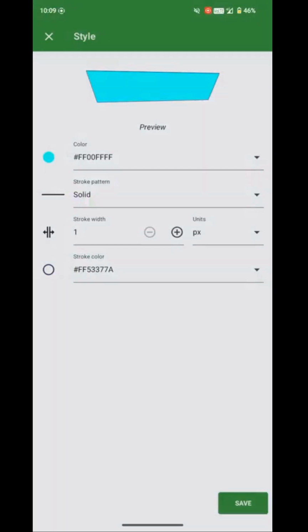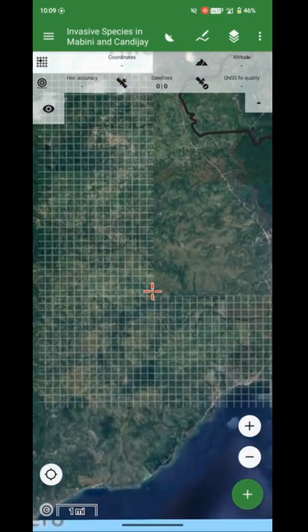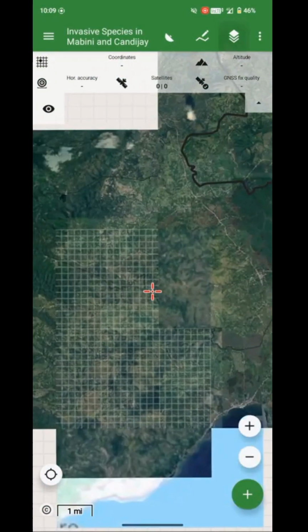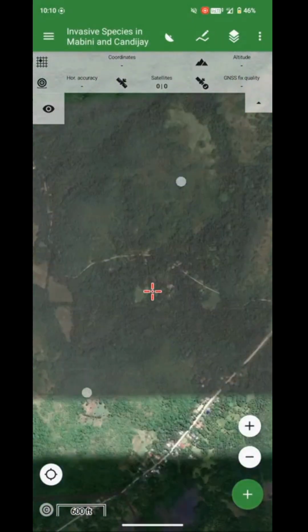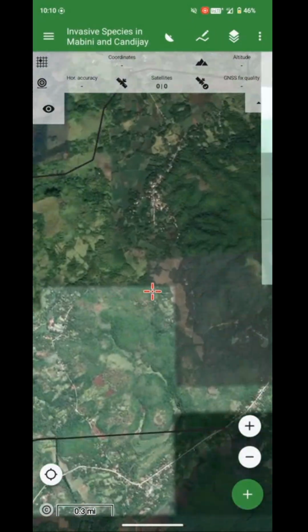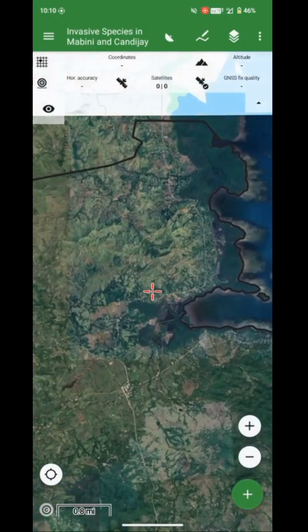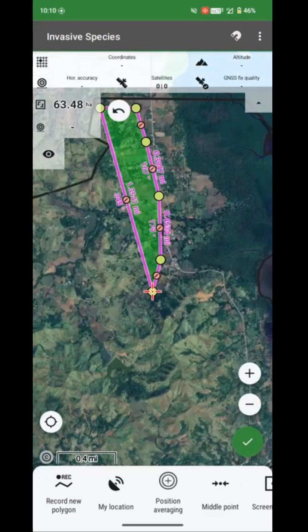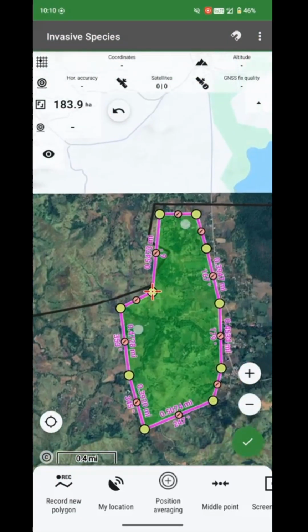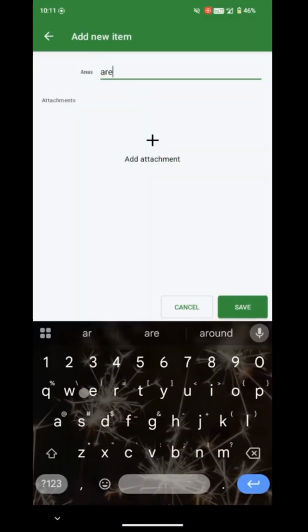Invasive plants and trees are species that spread rapidly outside their native range and often cause harm to the environment, economy, or human health. Their success in a new environment depends not only on their own traits but also on how other species in the ecosystem interact with them. The invasive species that exist in the areas of Candijay and Mabini are mahogany, gmelina, pugon, and hagulon.